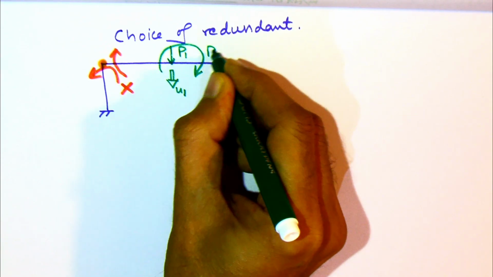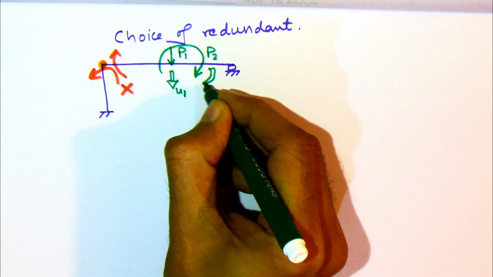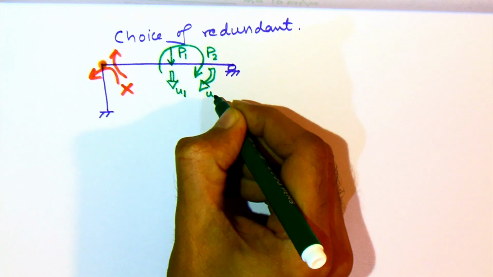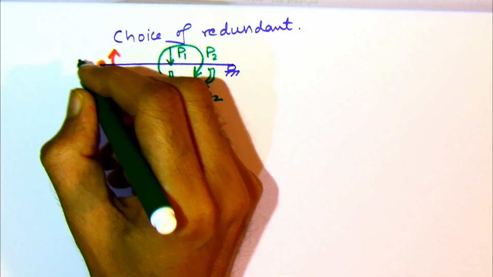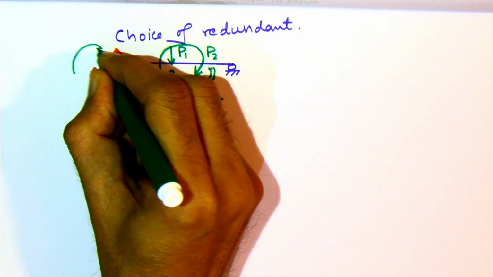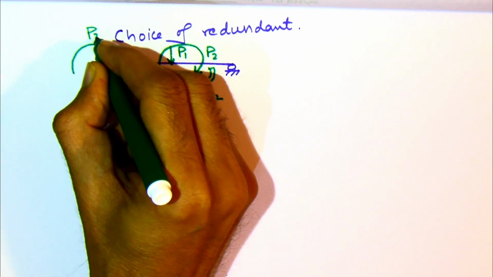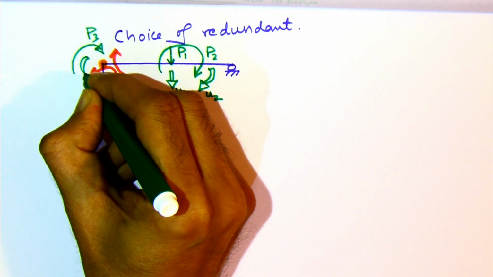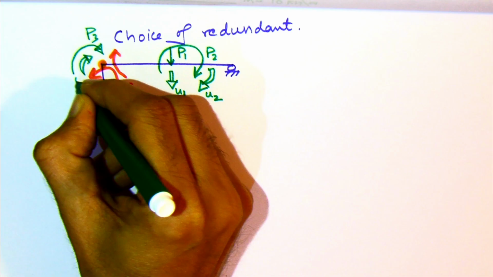So now we are showing all the forces and the corresponding displacements. The corresponding displacements are u1, u2, u3, so that we should be able to get at the end. And we mark up the members 1, 2 and 3. The vertical member is 1. The two horizontal members are 2 and 3.